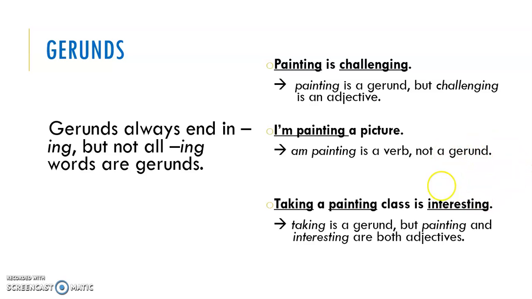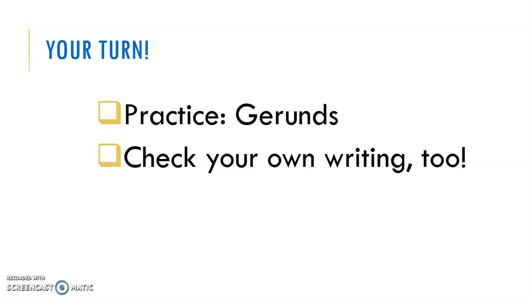Now, the first one, taking, that's a gerund. It's an action, right? But here, painting is an adjective that describes class. And interesting is also an adjective which describes this whole activity of taking a painting class. So, something to keep in mind, not all ing words are gerunds. We really have to pay attention to the content, what's going on, how the action's being used in that context. Next, I'm going to ask you to do a short practice with gerunds and ultimately to be mindful of this in your own writing.